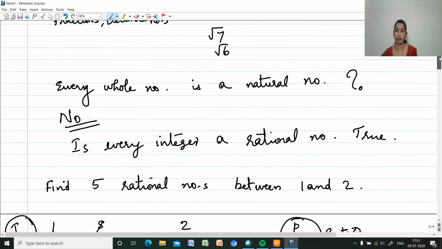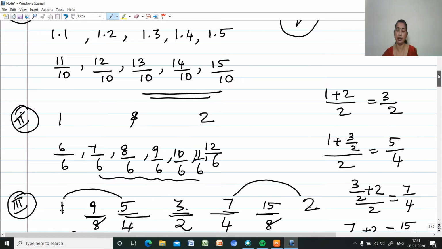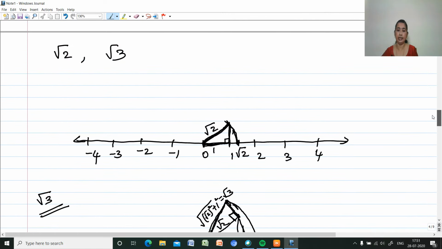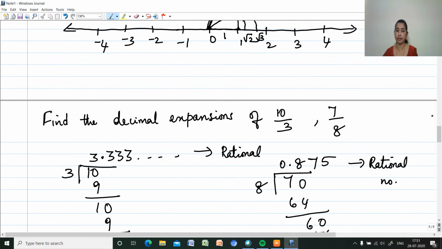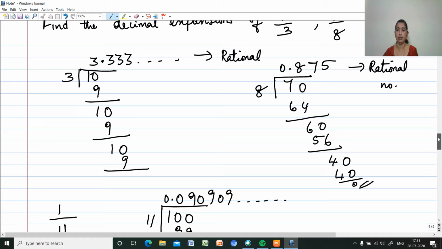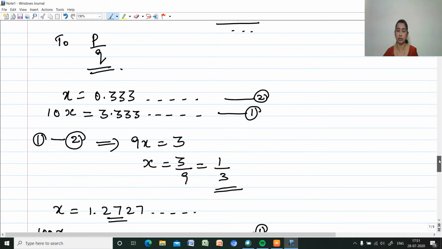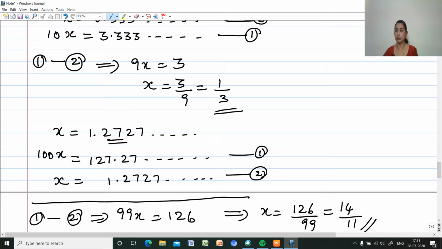Is 0 a rational number? Then how to find the values between 1 and 2 or any two numbers? We can find any number of rational numbers between any two numbers. Then how to locate root 2, root 3 on the number line. Find the corresponding decimal expansions of rational numbers, and also how to convert decimals into the form p by q, that is, into a rational number. So hope you all understood this portion.